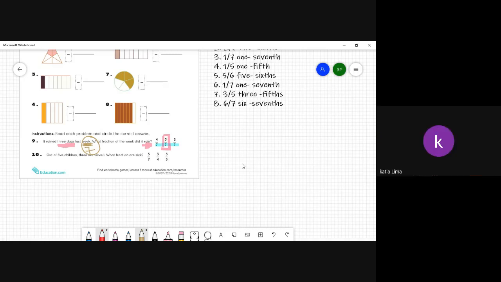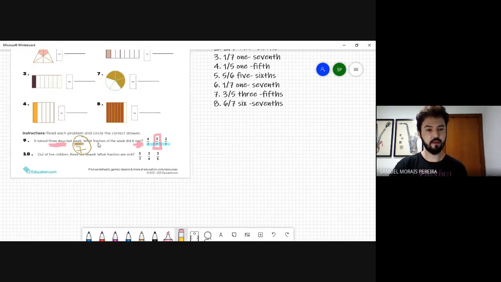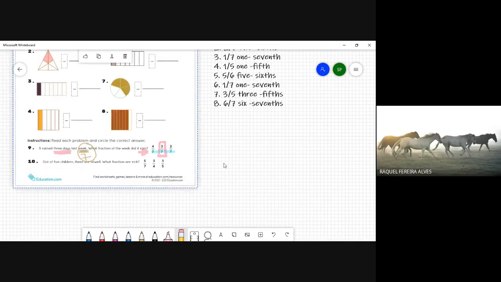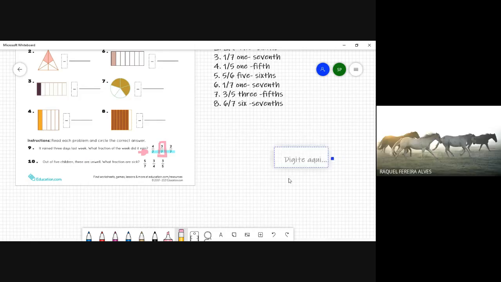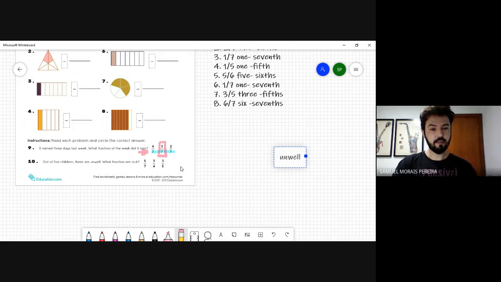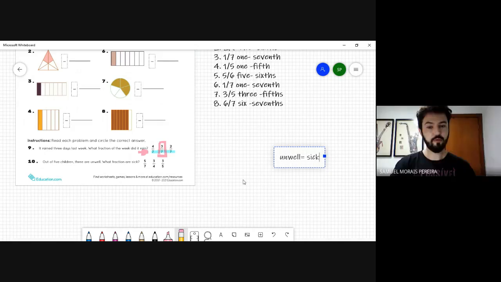And then the other question, Rachel, please. Can you read the other question for us? Okay. Out of 5 children, 3 are unwell. Unwell, yes. Unwell. What fraction are sick? Can you give us the answer, Rachel? Okay. 3/5.